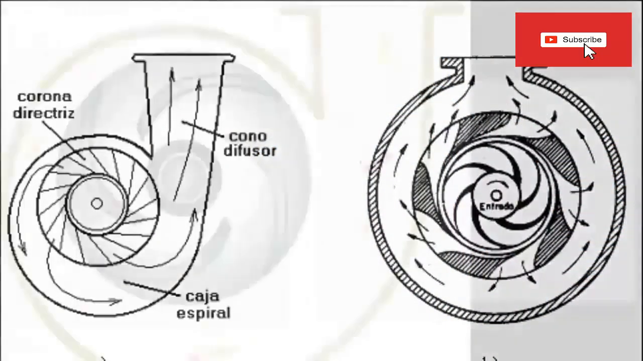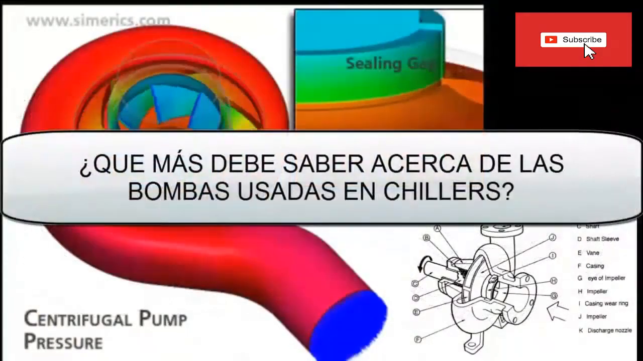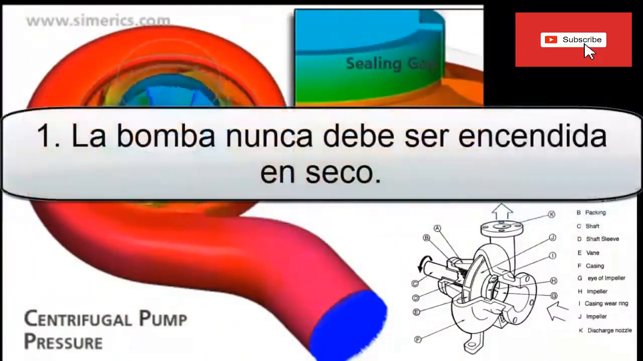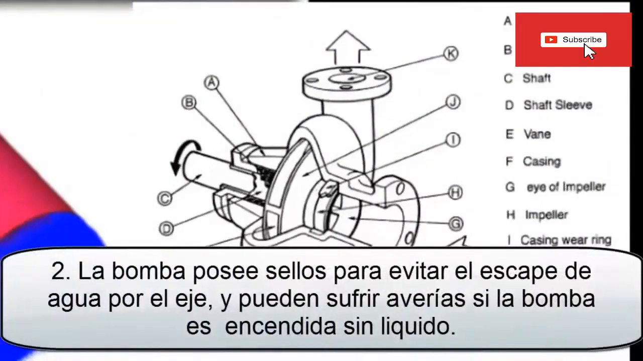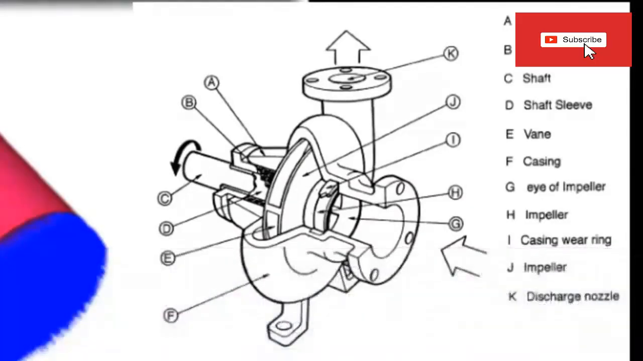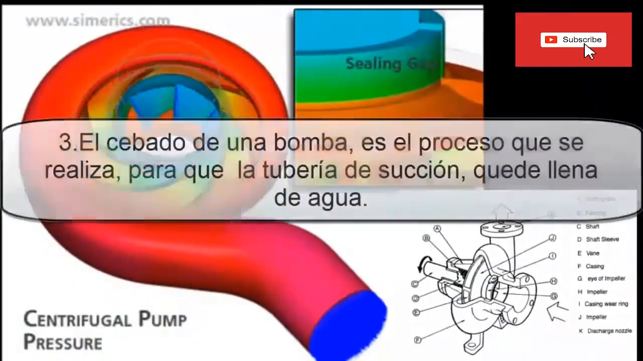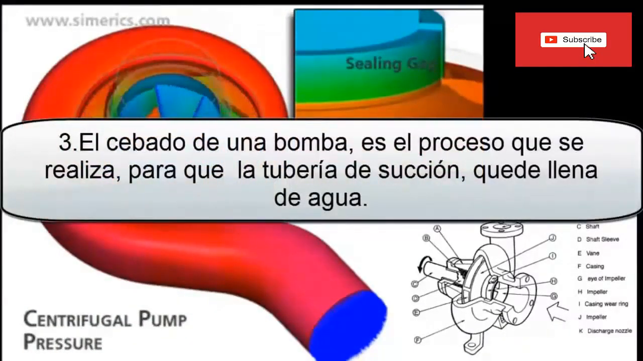What else should you know about the pumps used in chillers? One: The pump must never be started dry. Two: The pump has seals to prevent the escape of water through the shaft, and it can suffer damage if the pump is turned on without liquid. Three: The priming of a pump is the process that is carried out so that the suction pipe is filled with water.